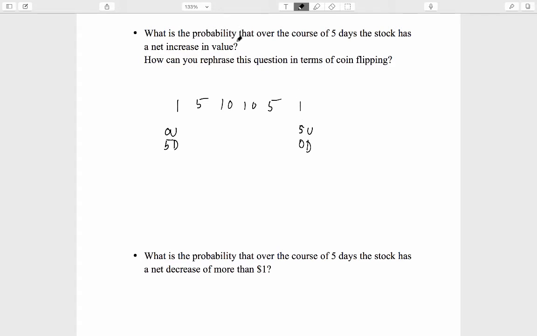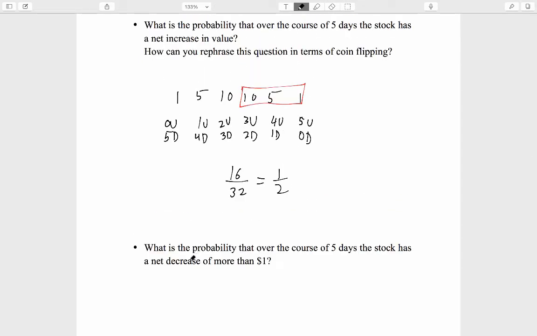And we want to think about which outcomes contribute to our event that the stock has a net increase in value. Now notice, here we have 1 U, 4 D's, 2 U's, 3 D's, 3 U's, 2 D's, 4 U's, 1 D. In order to have a net increase in value, the number of ups should be strictly greater than the number of downs. That means that any of these outcomes contribute. The probability, therefore, is 16/32, which is just 1/2.